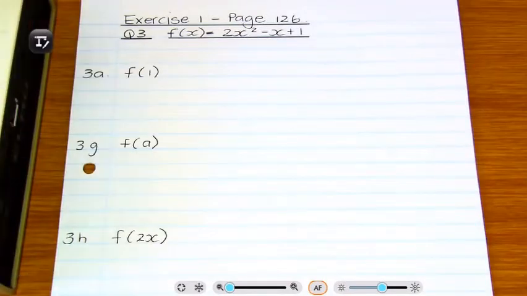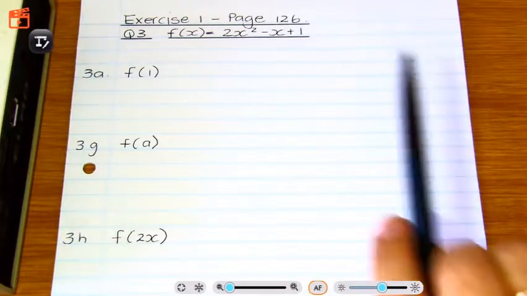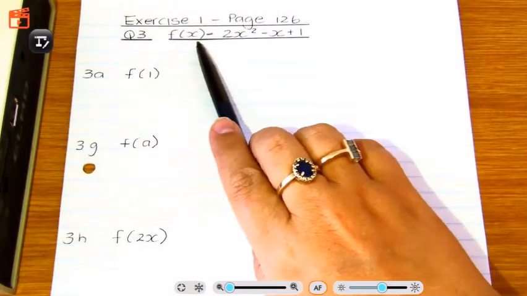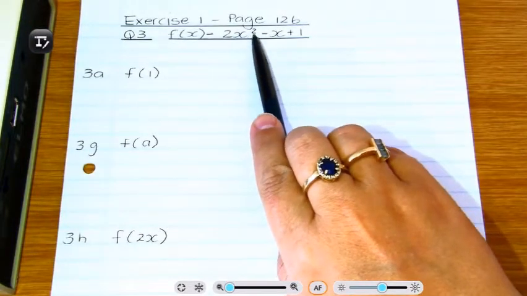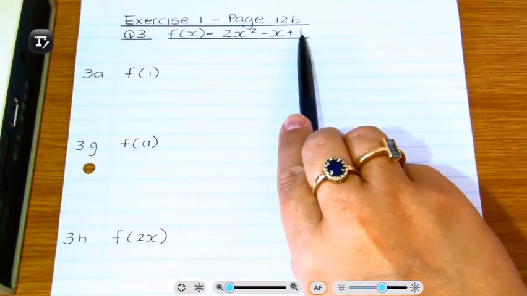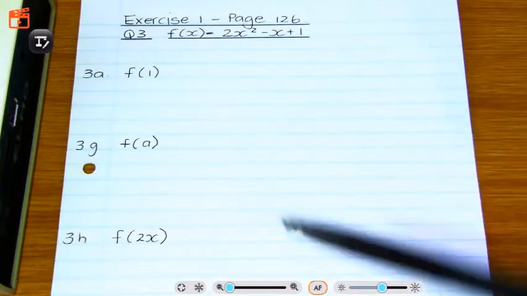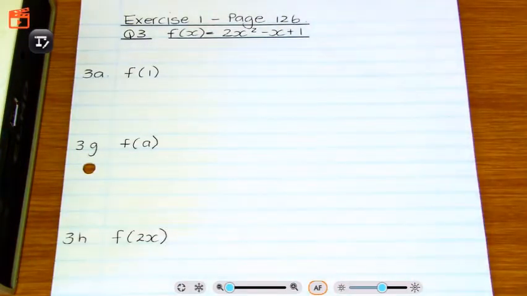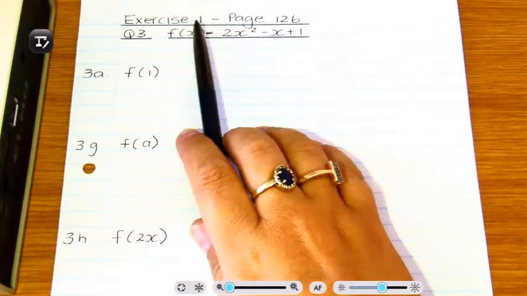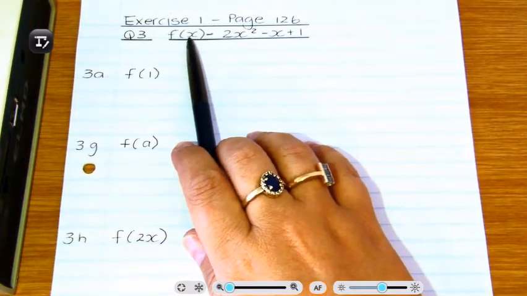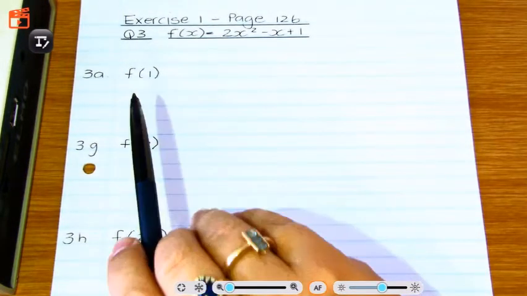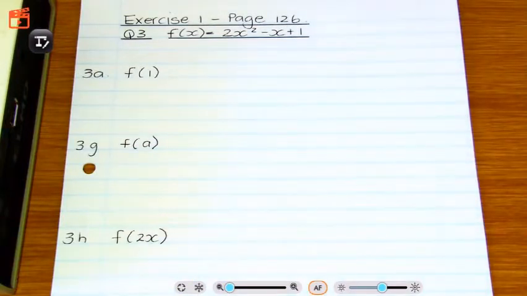Okay, grade 10, I'm looking at exercise 1 on page 126. Question 2 is quite straightforward, so I'm going to skip ahead to question 3. For question 3, they tell you that f of x is equal to 2x squared minus x plus 1. I've chosen 4 to do from question 3. For each one, what they want you to do is replace x with whatever they have told you. So for the first one, 3a, they've asked you to work out f of 1.